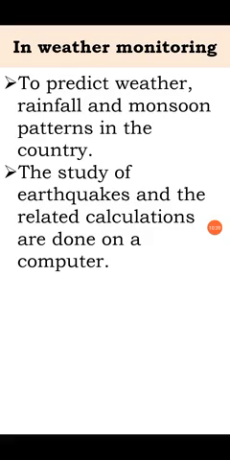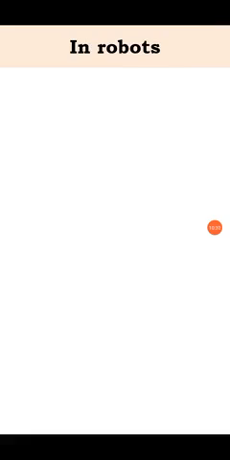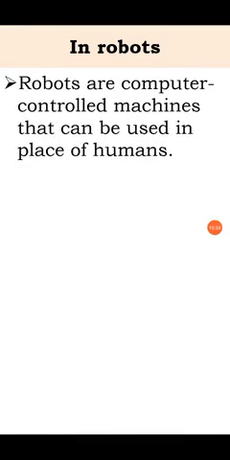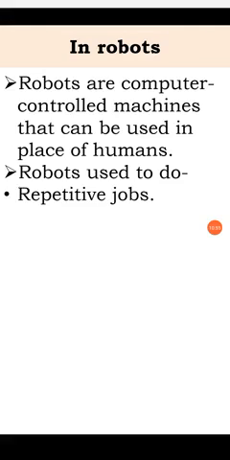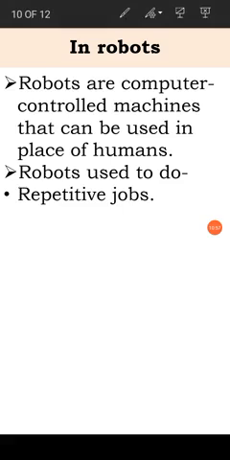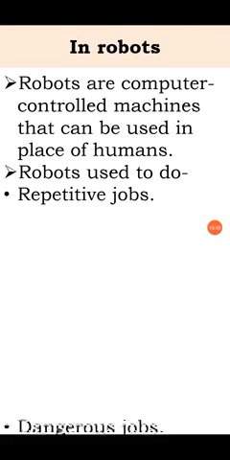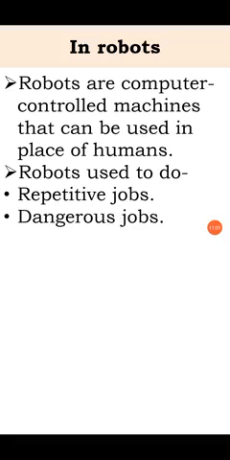And next is robots. Robots are computer controlled machines that can be used in place of humans. Robots are used to do repetitive jobs and dangerous jobs.